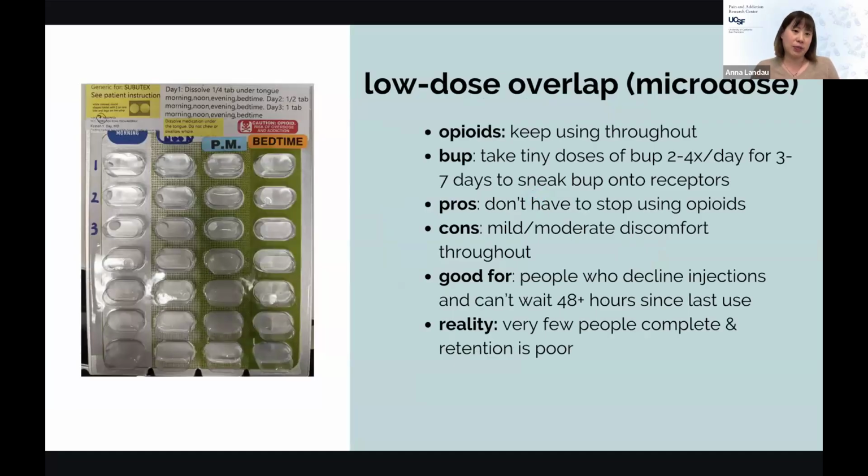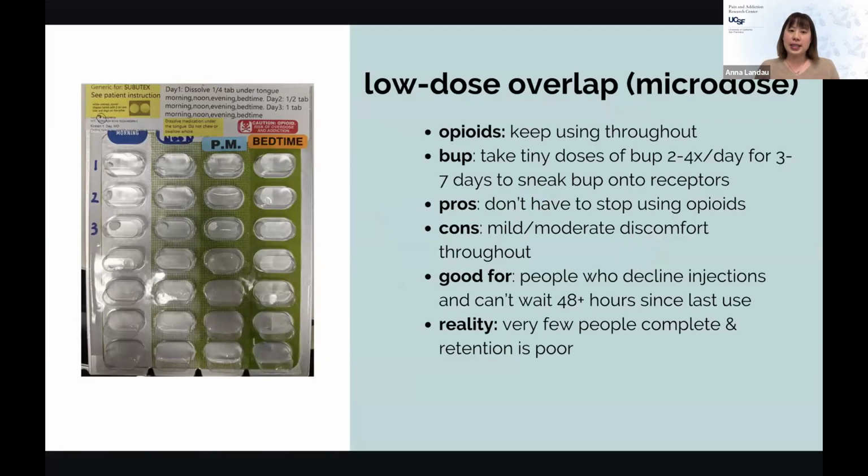This is actually the bubble pack that we give people. You can see it's very clear: day 1, 2, 3. Each row is a different day. We mark morning, noon, evening, and bedtime. And then we also spell out the instructions on top. And we really try to make it as clear as possible for people.